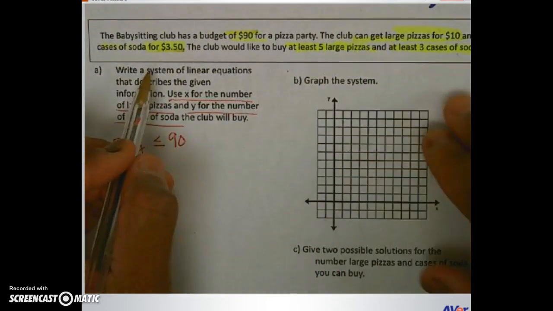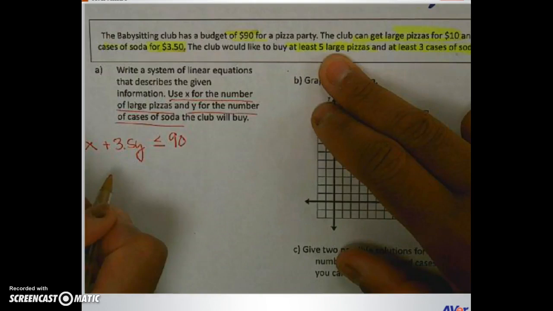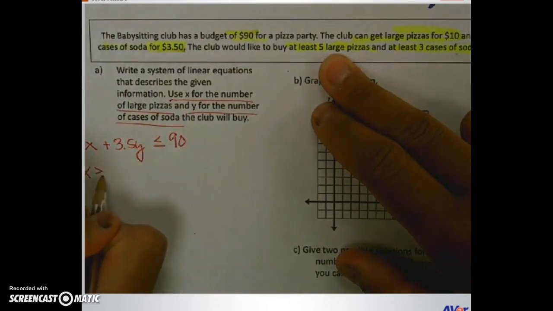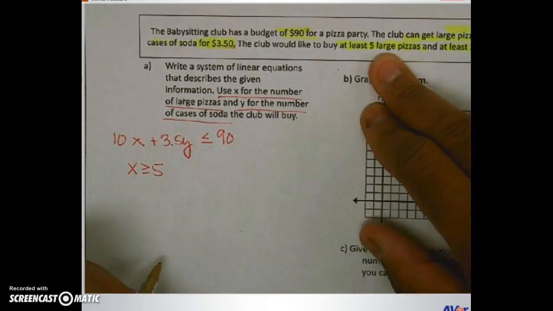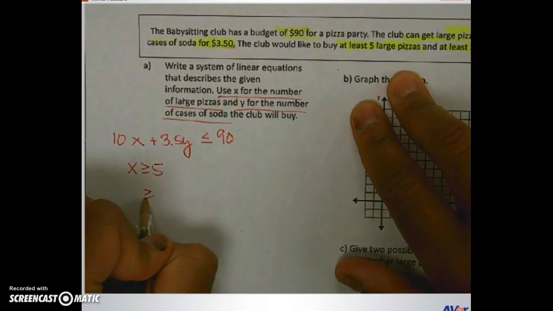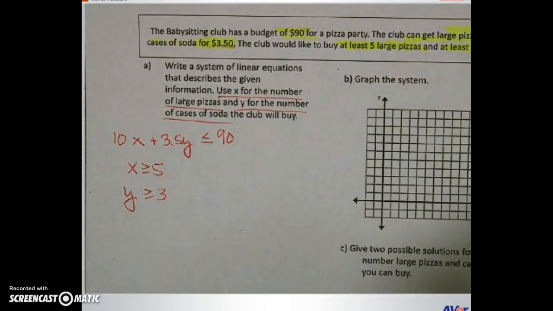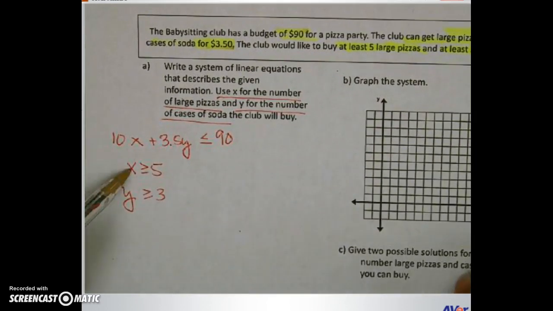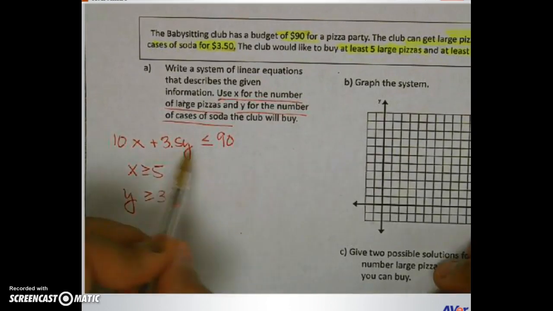Well, I know that I want to buy at least 5 large pizzas. So X needs to be greater than or equal to 5. Maybe otherwise I don't get my discount. Oh, sorry guys. And then I know that I want to buy at least, greater than or equal to 3, for the Y. Cool. Those are my 3 things. I feel like you know how to graph this and you know how to graph this. Let's graph this one and see how we do.